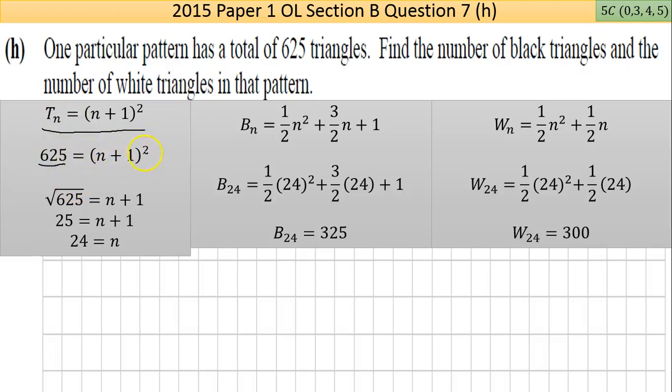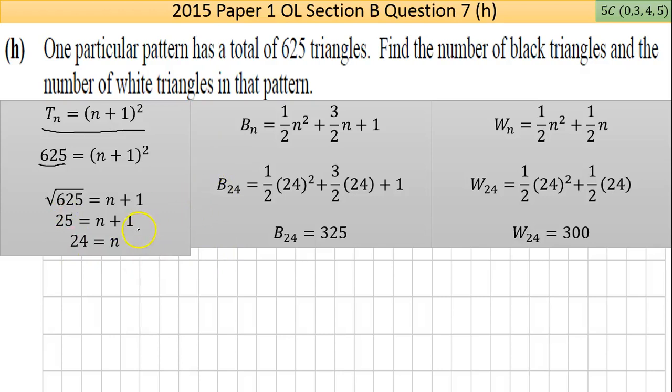And I can solve this by bringing the square across the equal. It becomes the square root of 625 and leaves the n plus 1 on its own. 625, square root of 625 is 25. Bring the 1 across, it was added on the right, becomes subtracted on the left, and you end up with 24. So 24 equals n. So it's the 24th pattern.